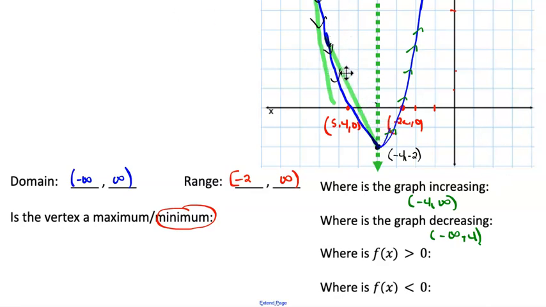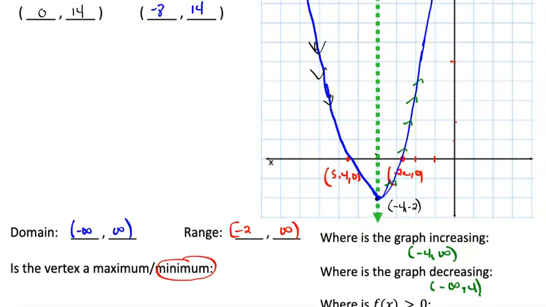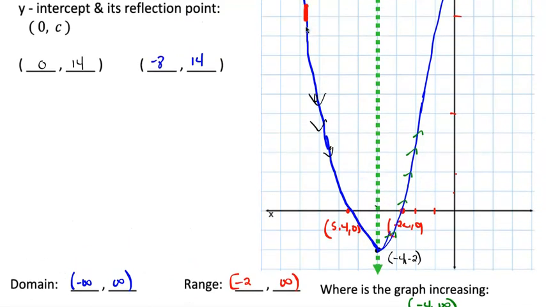Alright, now the next piece is, where is the function f of x greater than 0 and less than 0? In other words, where does the function have positive y values? Everything from here to here, which I'm going to draw in red, all these y values are positive. And everything below, all these y values here are negative.